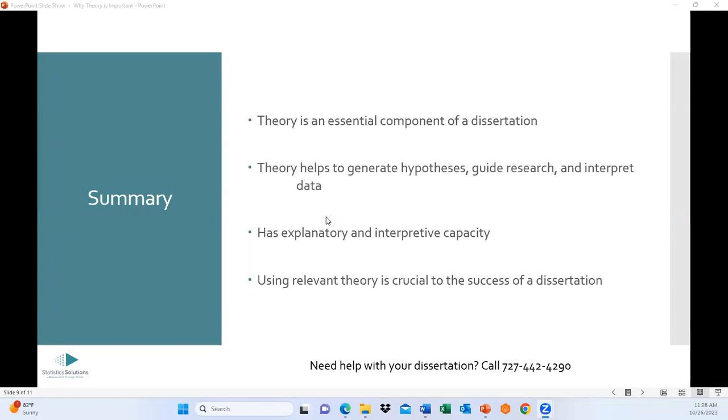theory. So theory has an explanatory and interpretive capacity that can come into play in chapter 5. And using a relevant theory is crucial. Right. So remember what we talked about, that theories have components that sometimes correspond with the very variables that you're studying. So you wouldn't want to pick a theory that has different components than the components you plan on measuring, right? Like those two theories of motivation, you wouldn't pick one to study the other one's components. So make sure what you're studying, the variables and components, align with the theory. Okay.